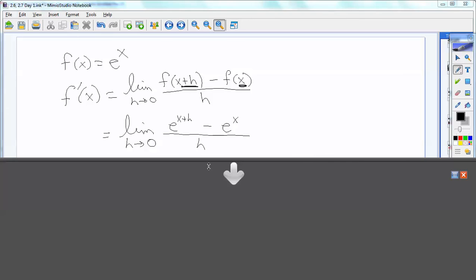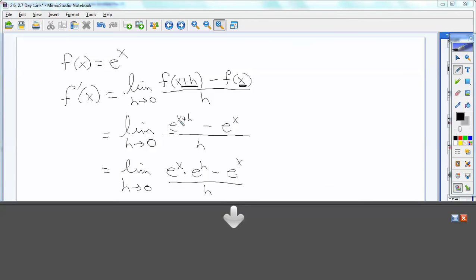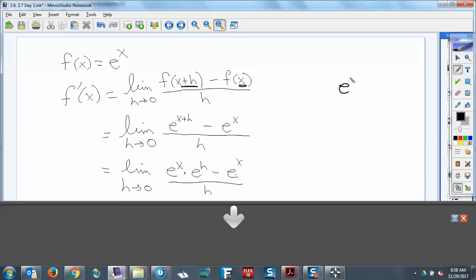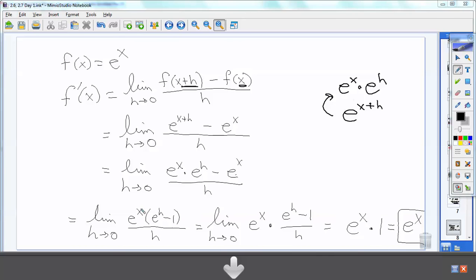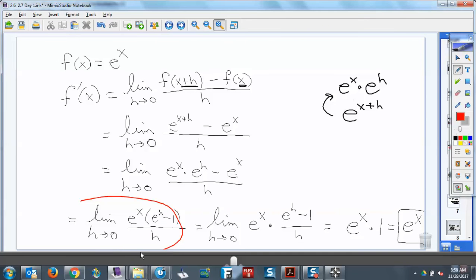Okay, so what could we do? Well, isn't it true that e to the x times e to the h, the rule would be that you add those exponents together? So we can do that in reverse. We can take e to the x plus h and split it apart like that. Makes sense? Now what can you do up here? Factor out e to the x. So we factor out e to the x and we get this.